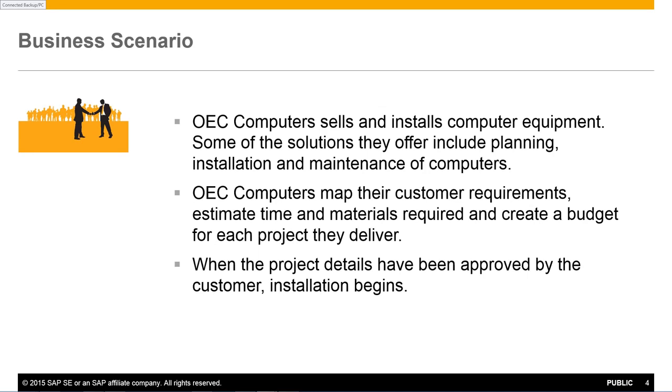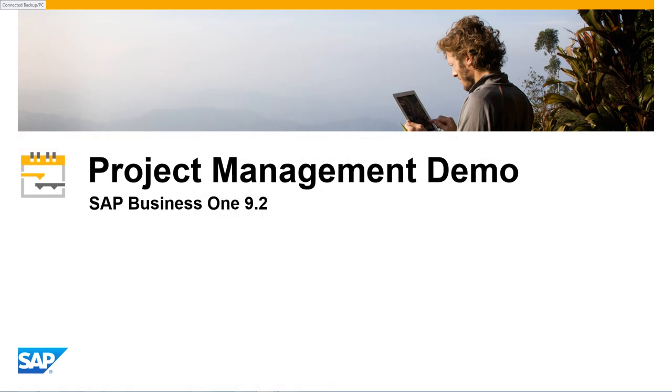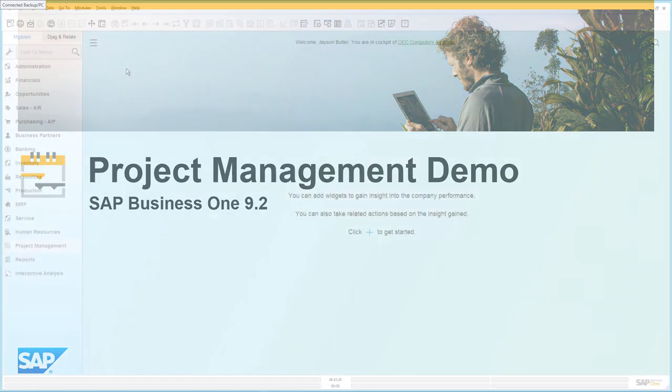OEC Computers sells and installs computer equipment. Some of the solutions they offer include planning, installation and maintenance of computers. OEC Computers map their customer requirements, estimate the time and materials required, and then they create a budget for each project they deliver. When the project details have been approved by the customer, installation begins. So let's now see how we would execute this project activity in SAP Business One Release 9.2.